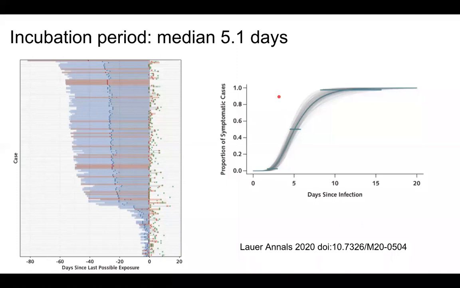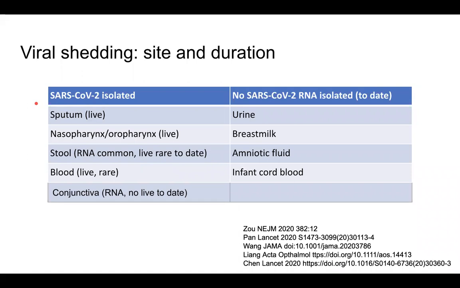So there have been a number of studies looking at viral identification, either RNA or live virus, at various sites and during various time points. In this table, you can see in the left column where SARS-CoV-2 has been isolated and whether it has been live virus or just viral RNA. This includes live virus in the sputum, upper airway and nasopharynx, stool with just a couple reports of live virus, blood, again, very rarely, and viral RNA from the conjunctiva. To date, there's been no SARS-CoV-2 isolated in the urine, breast milk, amniotic fluid, or infant cord blood. And as far as we could find, CSF has not yet been evaluated.